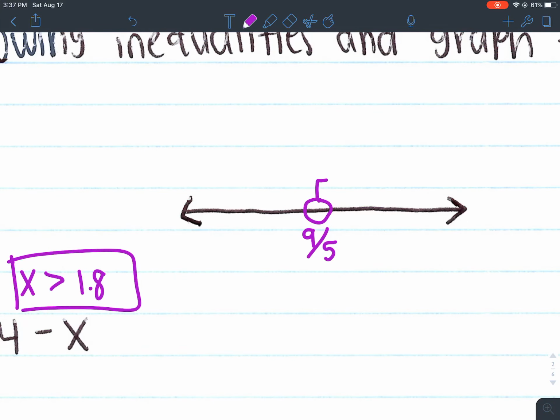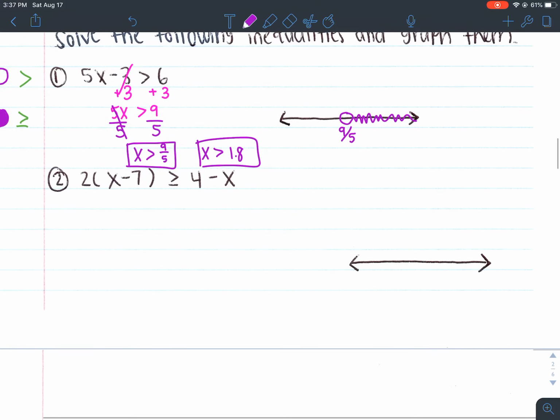You don't have to shade like that. You can also shade like this. This is also an appropriate way to shade. If you want to shade like this, you may. So I'm a little weird and I just like to do little squiggles. So that's how I'm going to do it.